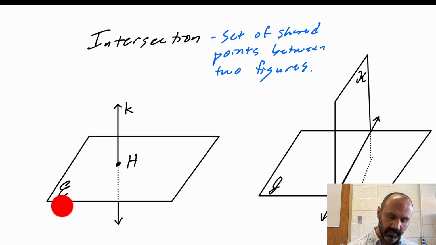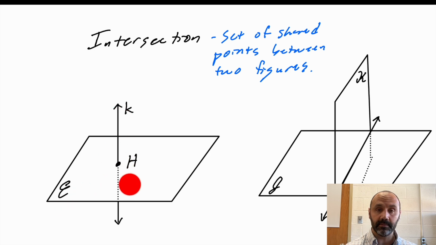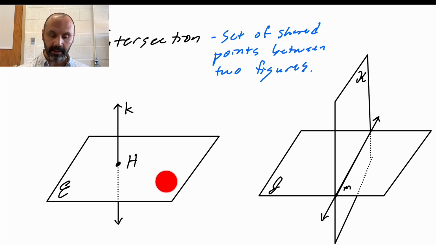So in this diagram, we have plane E and line K. So plane E and line K intersect at point H. So H is the only shared point between plane E and line K. Okay, but if I have two planes that intersect, right, two planes intersect in a line. So plane K and plane J intersect at line M. All of line M represents all of the points that planes K and J share. Okay, so when a line and a plane intersect, they intersect at a point. Two lines would intersect also at a single point. And when two planes intersect, they intersect at a line.